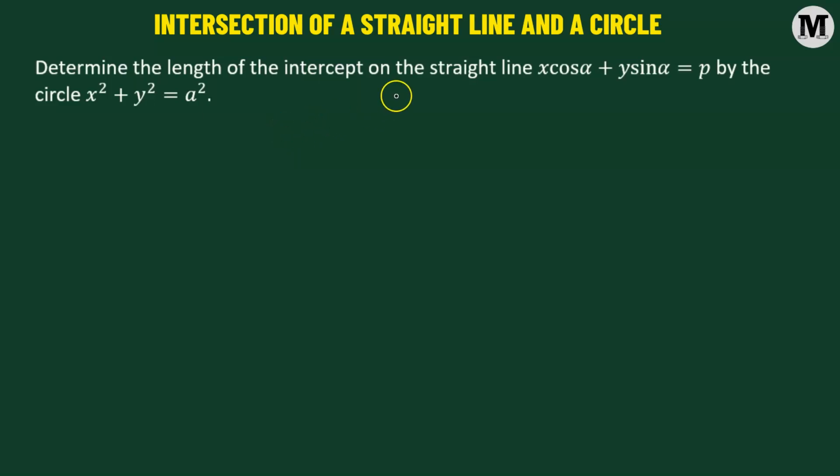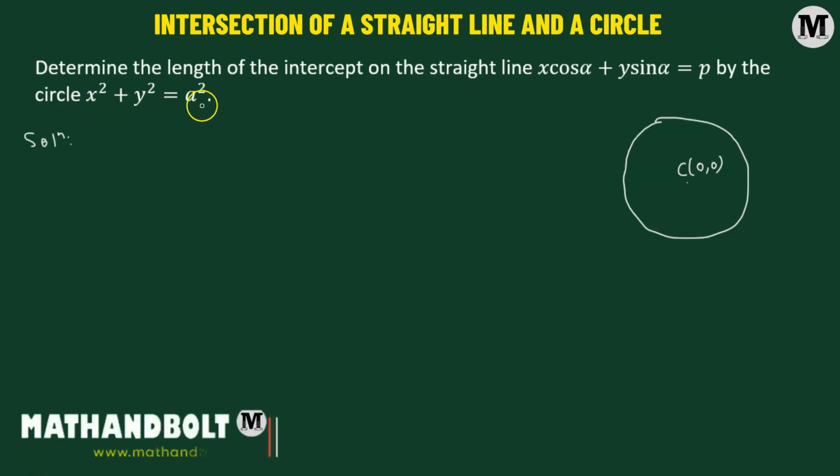Determine the length of the intercept on the straight line x cosine alpha plus y sine alpha equals p by the circle x squared plus y squared equals a squared. Let us begin. So here we have a circle. This circle is centered at the origin (0, 0), because we know that any circle whose equation is given by x squared plus y squared equals radius squared will be centered at the origin.